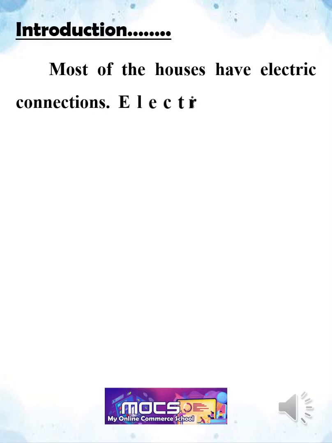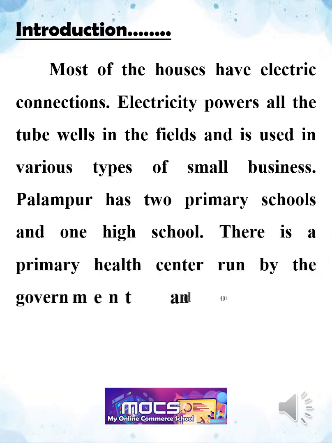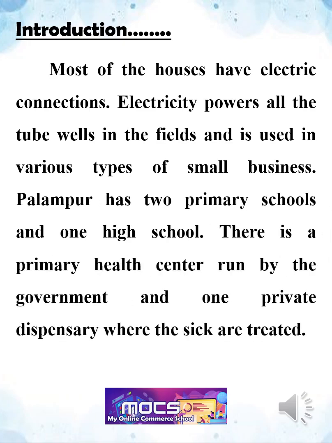Most of the houses have electric connections. Electricity powers all the tube wells in the fields and is used in various types of small business. Palampur has 2 primary schools and 1 high school. There is a primary health center run by the government, and 1 private dispensary where the sick are treated.